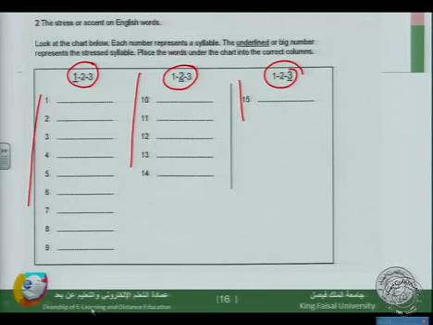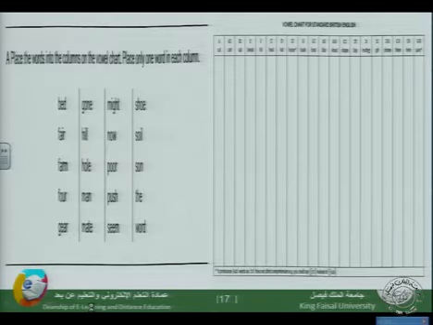I will leave it for you because it's important to do this exercise, by the way. Stress is a very important phonetic phenomenon in the English word. So you need to pay attention to the stress.